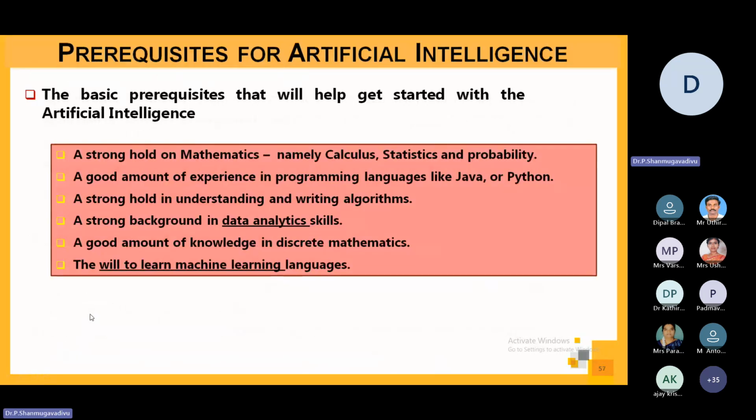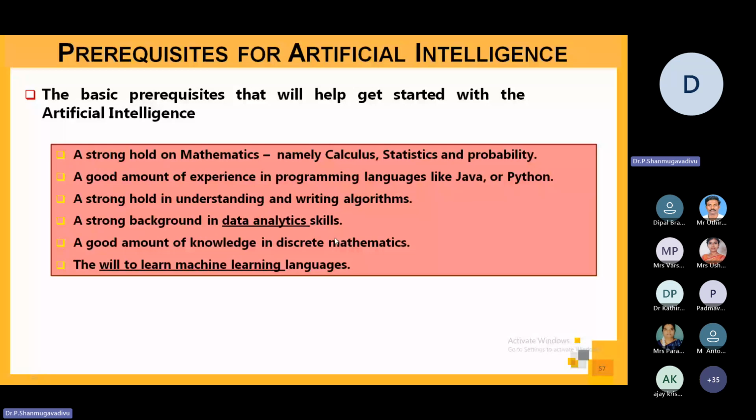Prerequisites for AI: the basic prerequisites that will help you get started with AI are a strong hold in mathematics, namely calculus, statistics, and probability, a good amount of experience in programming like Java and Python, a strong hold in understanding and writing algorithms for quantum bit and quantum AI computing, and a good amount of knowledge in discrete mathematics.